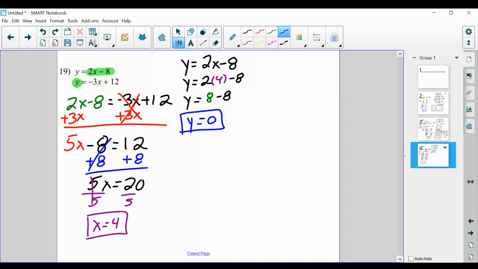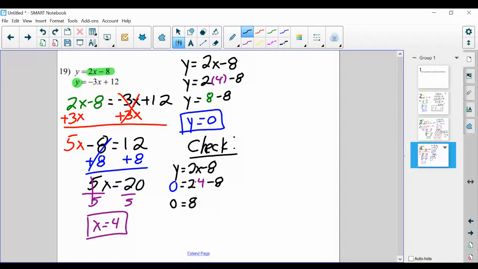Now we need to make sure and check our work. So let's go and check that work. Here we go. We're going to go into both equations, but one at a time. Y is equal to 2x minus 8. The y value we found was 0. That's equal to 2 times our x value, which is 4, minus 8. When we check it, we do indeed get 0 equals 0, so that's true. It works for the first equation.